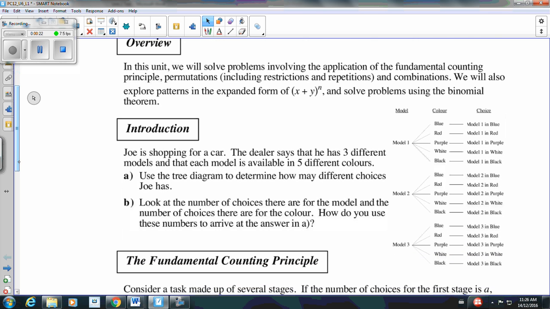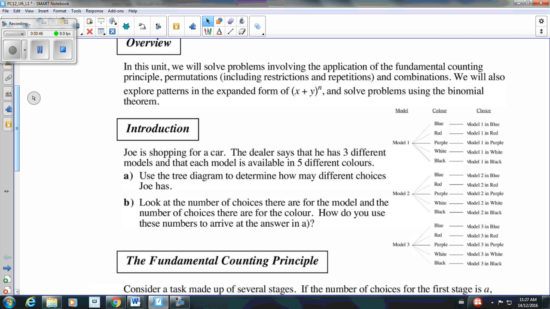So, introduction. Joe is shopping for a car. The dealer says that he has 3 different models and that each model is available in 5 different colors. Use a tree diagram to determine how many different choices Joe has. So on the right-hand side here, this is what they call a tree diagram. So we have 3 models there, and each model branches out into your choices of color, with the choices listed all the way on the right-hand side.